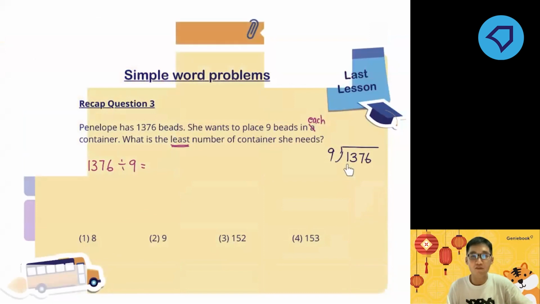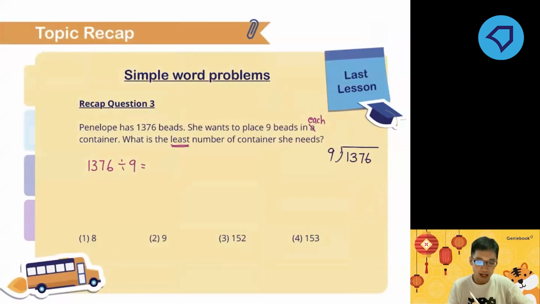Now again, starting from the leftmost digit, 1. 1 divided by 9, cannot. Let's put a 0 here. Multiply, subtract. Bring down the next digit. Now 13 divided by 9. So the closest multiple of 9, of course, is the first multiple of 9, right? 1 times 9 is 9. Subtract, bring down the next digit, 47. Oh, 47 divided by 9. So what's the closest multiple of 9 here? Right, 45 is the closest multiple of 9 here. So I know that 9 times 5 is 45. Subtract, and we bring down the last digit.